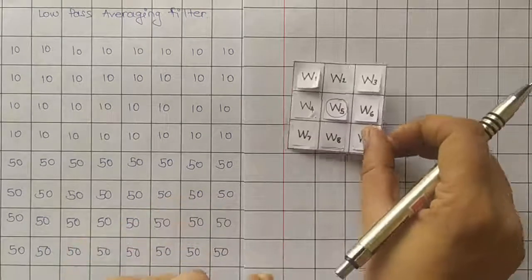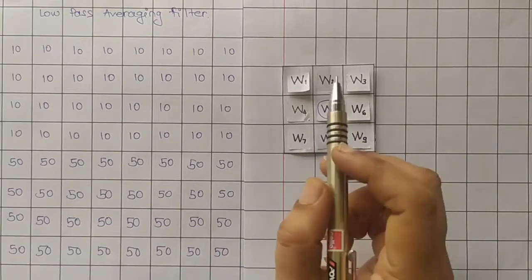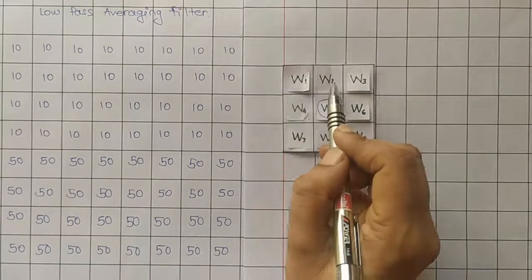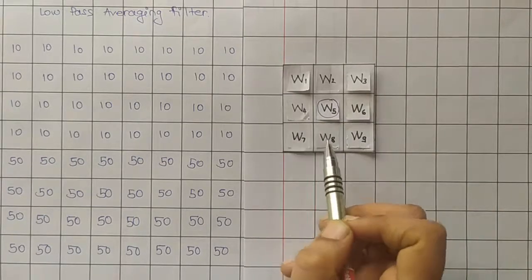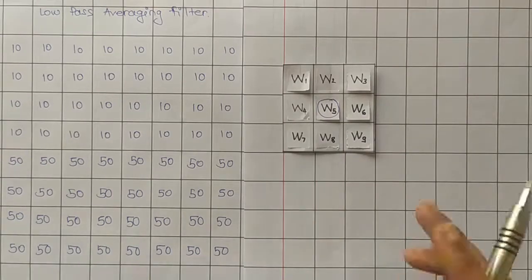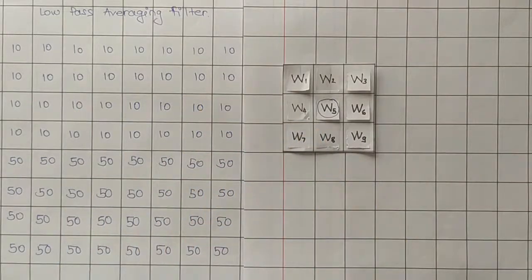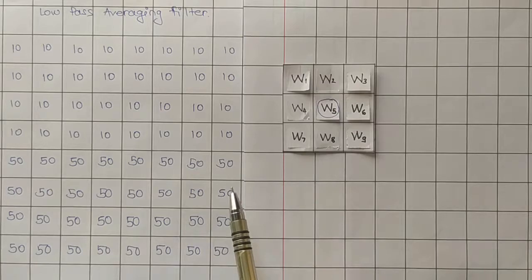Now this is our 3x3 mask of the low pass filter. The mask coefficients for the low pass filter all have the value 1/9: 1/9, 1/9, 1/9, 1/9, 1/9, 1/9, 1/9, 1/9, 1/9. Now what we have to do here: we have taken one 8x8 image. I have taken a slightly bigger image to show you the proper result and to understand the averaging filter concept.